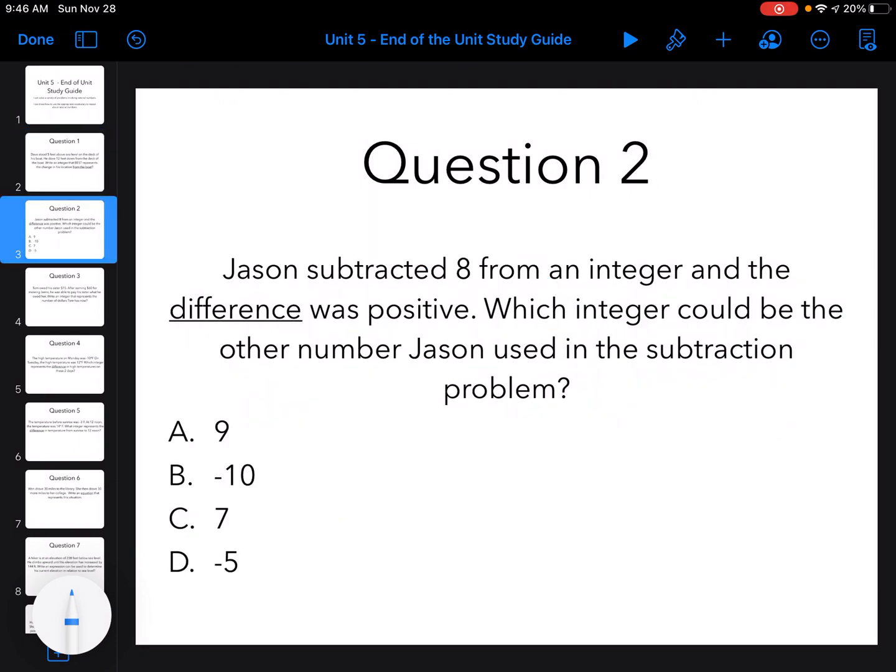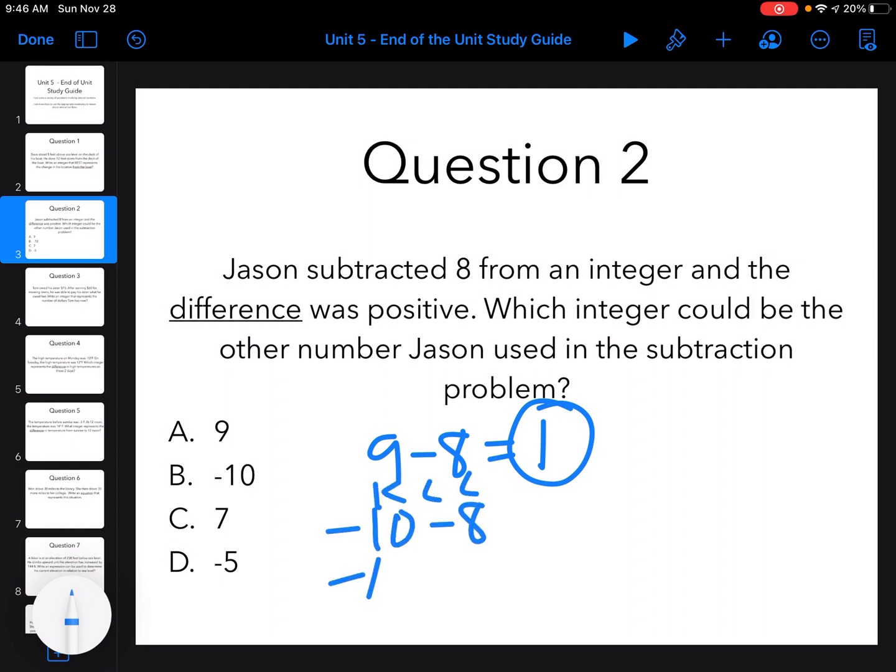Jason subtracted 8 from an integer, and the difference was positive. Which integer could be that number? So 9 minus 8 is 1. That's positive. Okay, negative 10 minus 8. So that'd be keep, change. Negative 10 plus negative 8. That would be a negative 18.